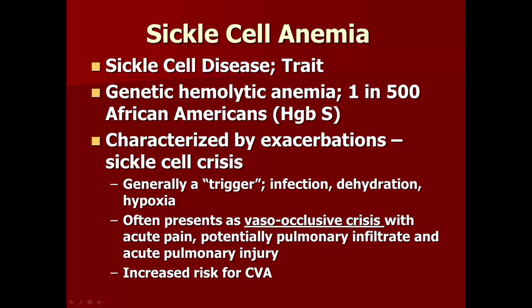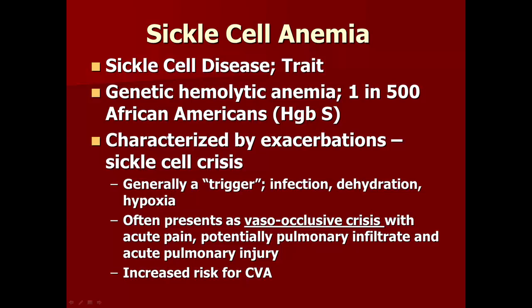So then sickle cell anemia is a genetic hemolytic anemia. It's estimated that in the U.S., about 1 in 500 African Americans has hemoglobin S, or has abnormal hemoglobin. So this is normocytic, normochromic, because it's not about the iron. Now, while the incidence is 1 in 500 in African Americans, the incidence of sickle cell anemia and sickle cell trait is much, much higher in sub-Saharan Africa.